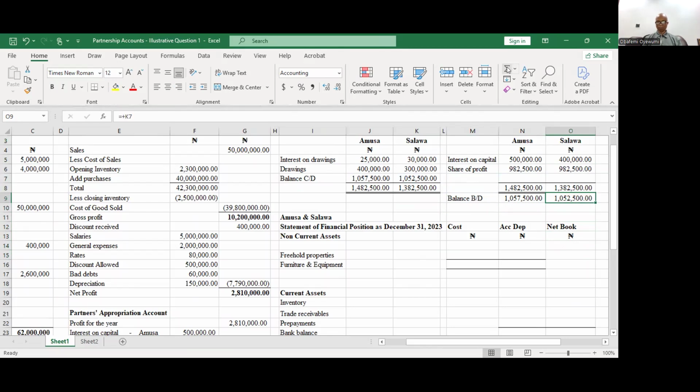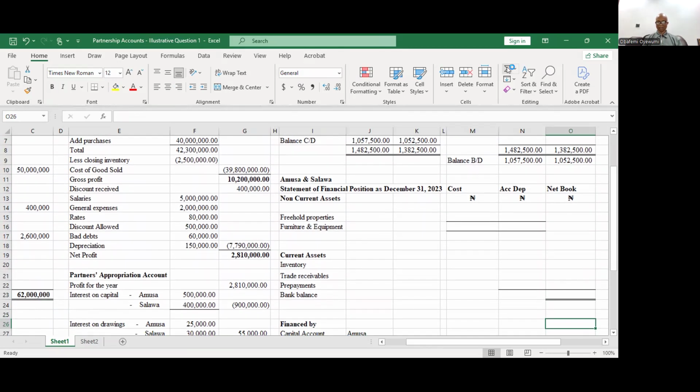All right, so here we are right now, looking at the two things put together. I believe we are following as much as possible. Okay, let's continue to look at the questions. So now we have the statement of financial position to handle. Okay, now, so let's start.